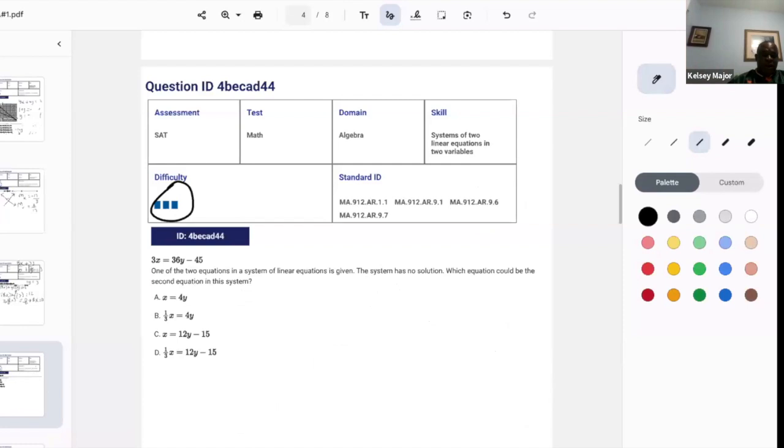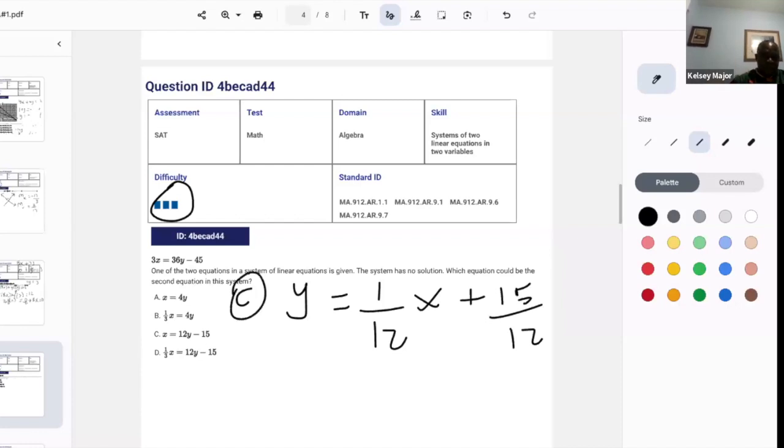So for C, our function would be y is going to be equal to 1 over 12 x plus 15 over 12. Wow, that looks okay too. And this is C. So we have to figure out what's going on there, right? Let's look at D now.